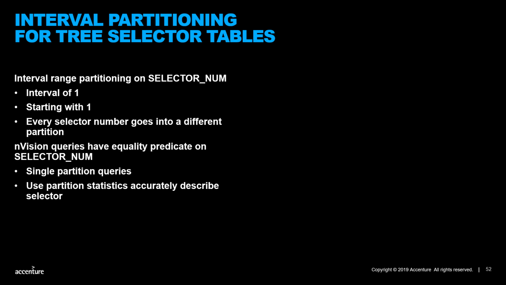So we came up with the idea of interval partitioning the tree selector tables on selector number with an interval of 1. So each selector has its own partition. Every query on tree selector has an equality predicate on the selector num. So you get single partition queries. And that means that it can use partition level statistics to accurately describe the selector.